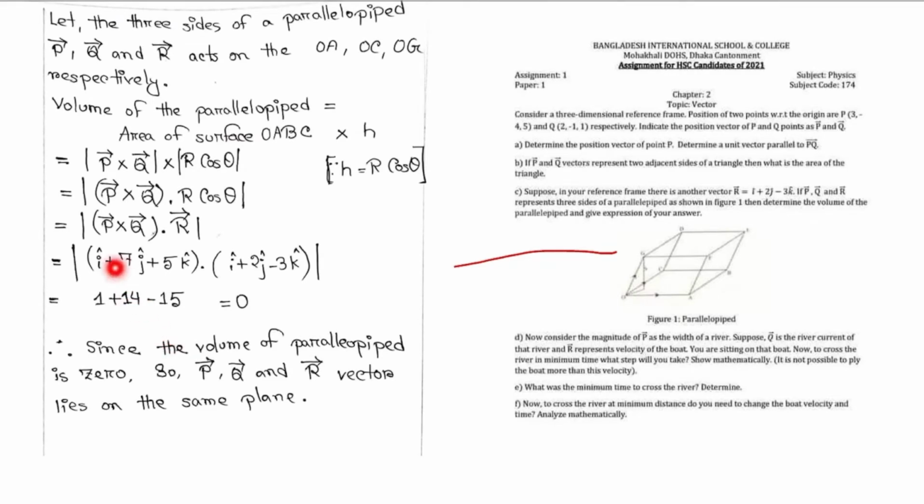Look, as the vectors P and Q we have determined in the previous answer, we just do the calculation, and when it becomes 0, we can see that these vectors lie on the same plane.